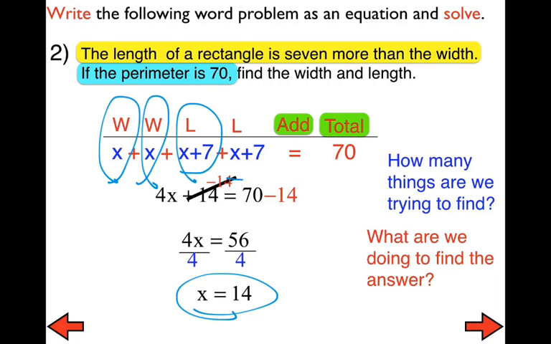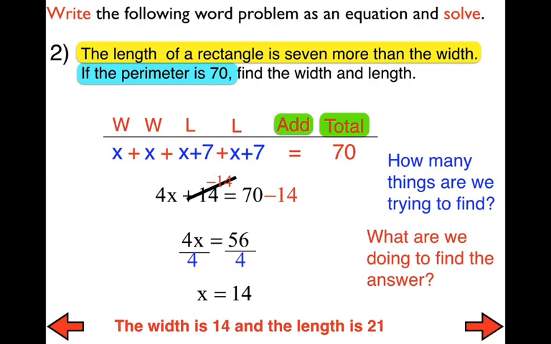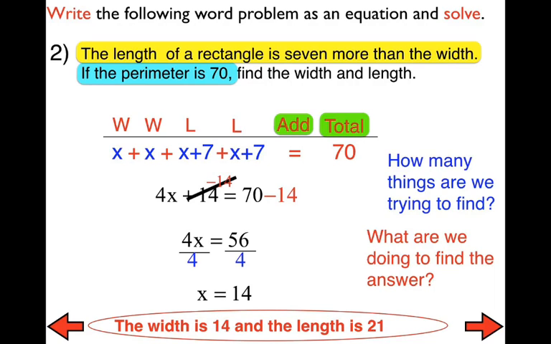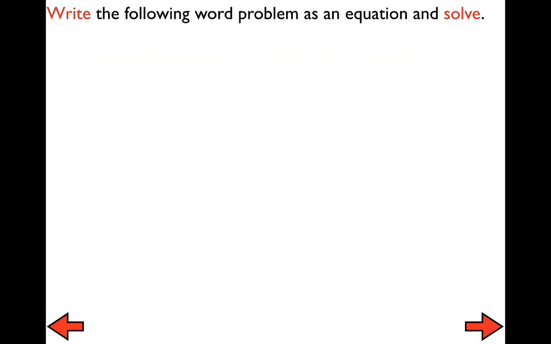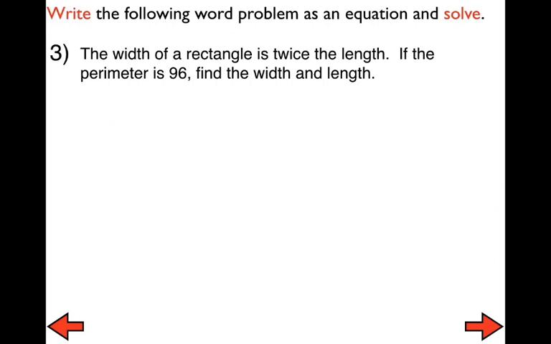The length is 7 more than that. 7 more than 14 is 14 plus 7, which is 21. So that makes the width 14 and the length 21. If you did not get that, fix it and make sure you fill in the equation in the right spot and the sentence in the right spot. All right, I would like you to try the setup for this problem and then pause the video and then we'll take a look at it together.